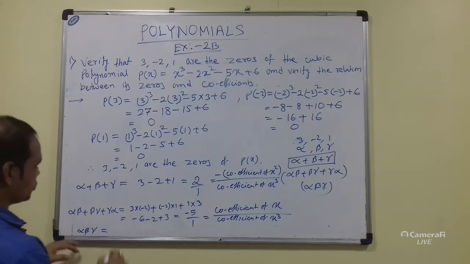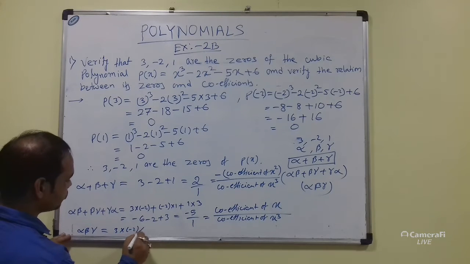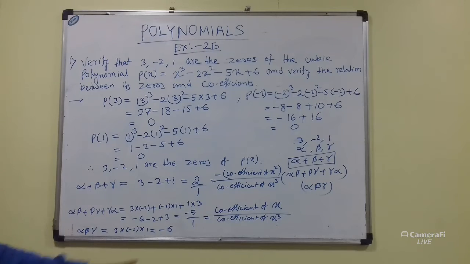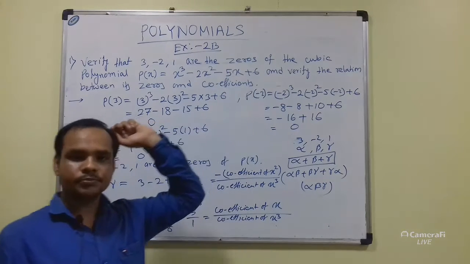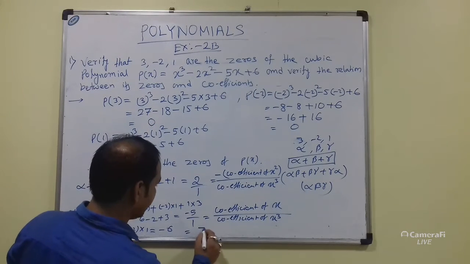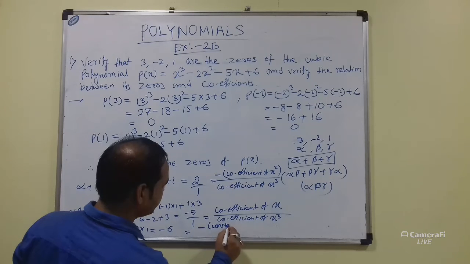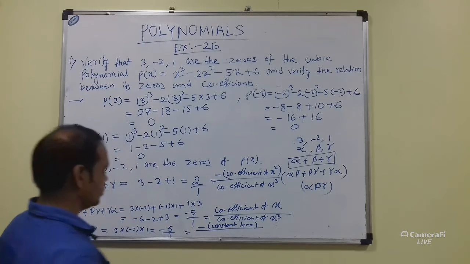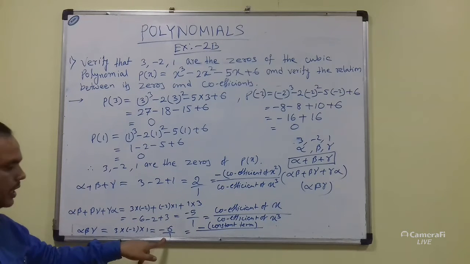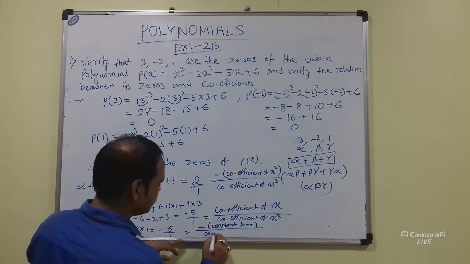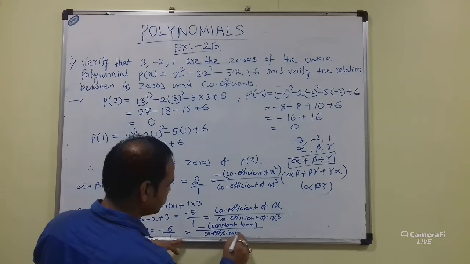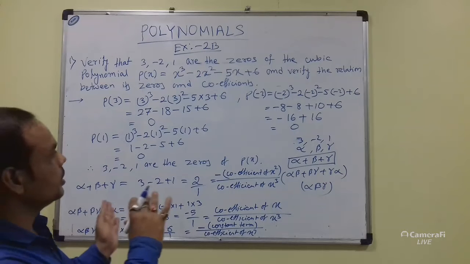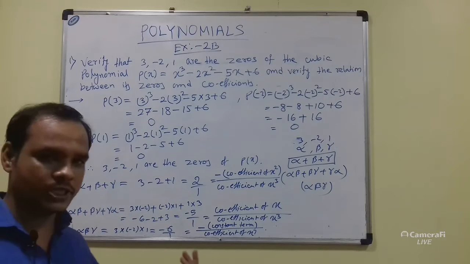So alpha beta gamma means 3 multiply minus 2 multiply 1, so it will be minus 6. So minus 6, here you can see that 6 is the constant term. So here we can write minus of constant term by, so 1 minus 6 can be written as minus 6 by 1. So 1 is coefficient of x cube. So it is verified. So the relation between zeros and the coefficients.